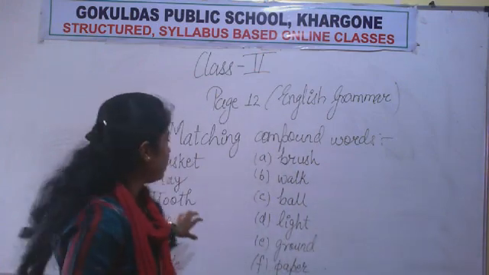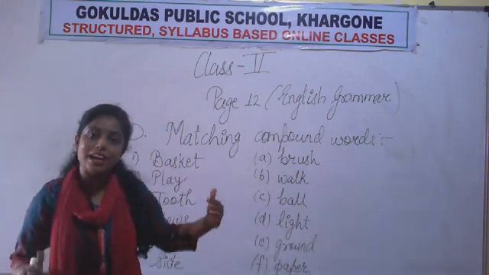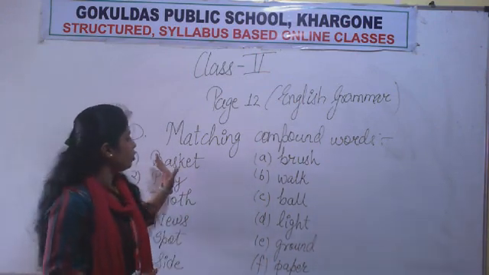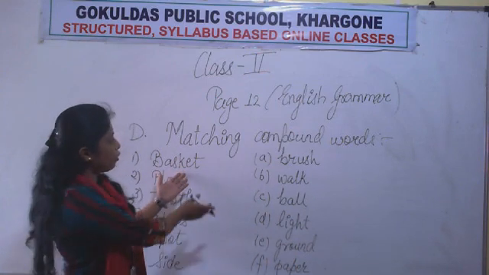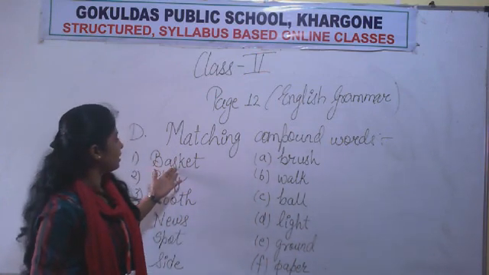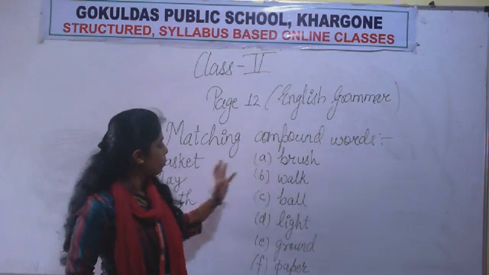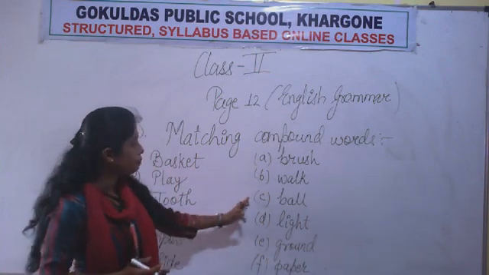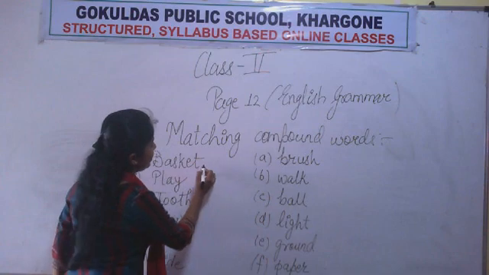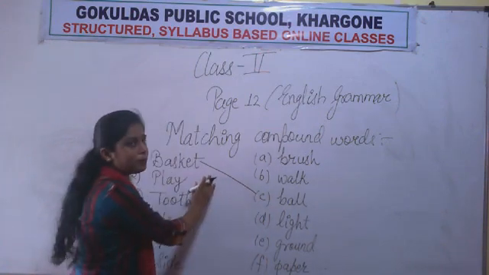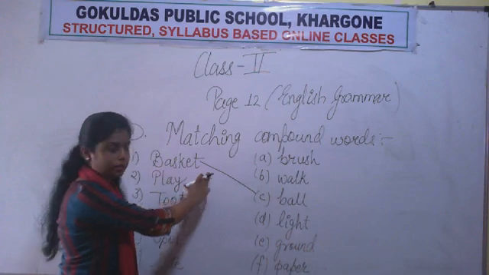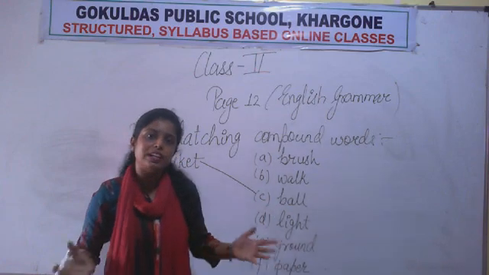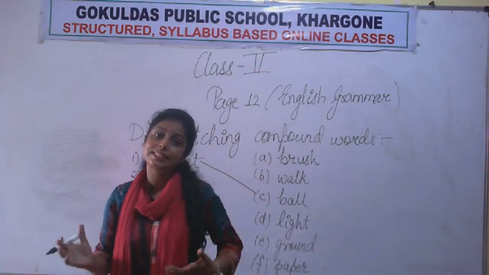Okay, so in both the columns some words are given and we have to match these words to make a compound word. So let's match the first word of this column to this column. Basket, let's match it with brush. Basket, brush. Is it something? No. Basket, walk. No. Basketball, yes. So match the word basket with ball, with a pencil. Do it in the book only. So what word do we get after matching these? We get the word basketball.